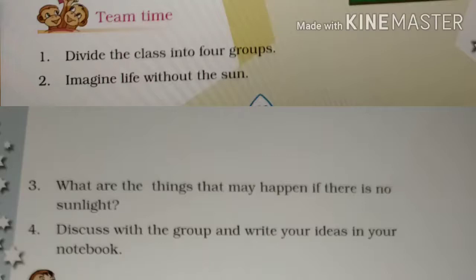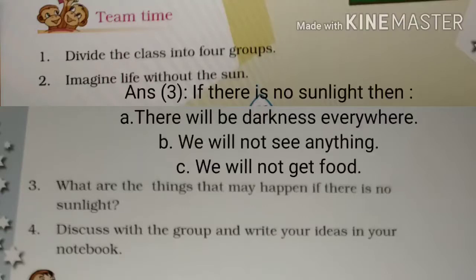Number 3, what are the things that may happen if there is no sunlight? If there is no sunlight, the following things may happen. Number 1, it will be darkness all over the world.